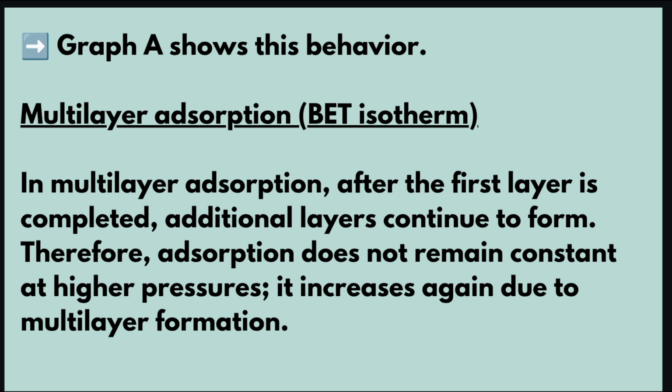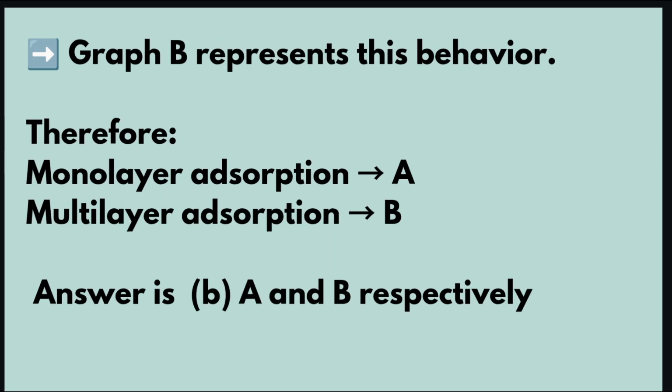Next is multilayer adsorption, described by the BET isotherm. In multilayer adsorption, after the first layer is completed, additional layers continue to form. Therefore, adsorption does not remain constant at higher pressure. It increases again due to multilayer formation. Graph B represents this behavior. Therefore, monolayer adsorption corresponds to graph A and multilayer adsorption corresponds to graph B. So the answer is option B, A and B, is the correct one.